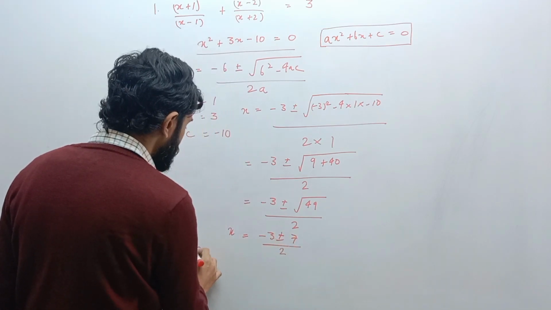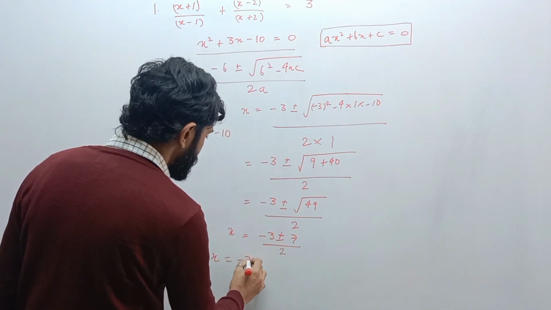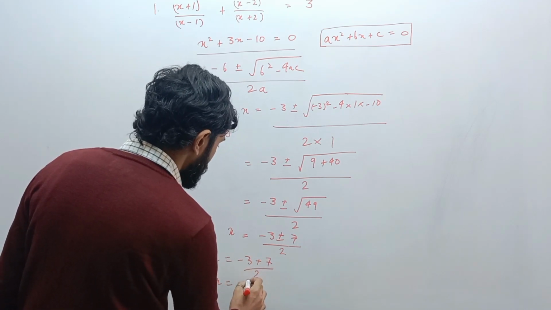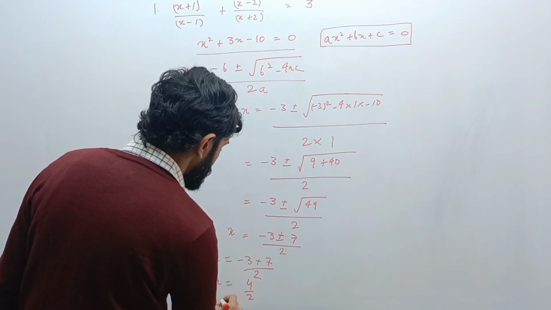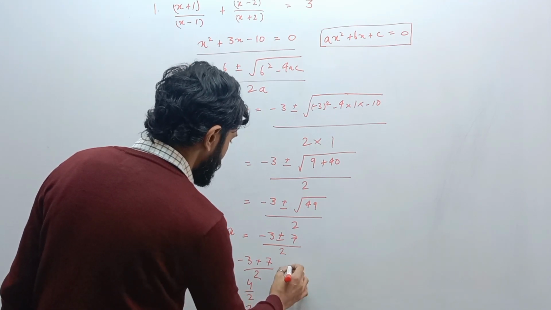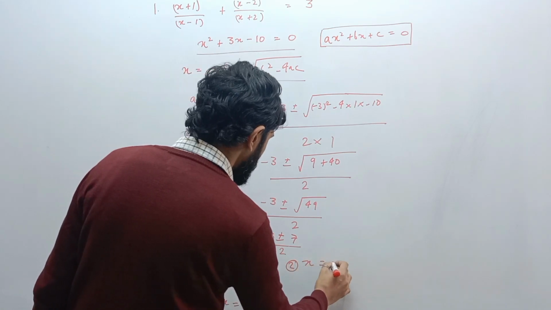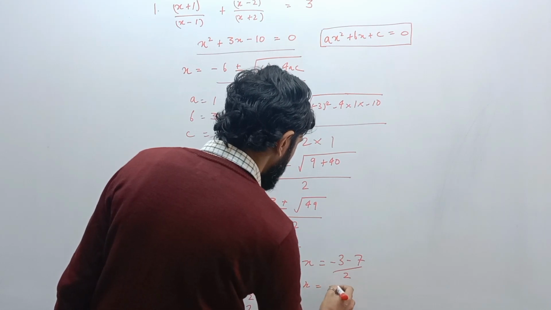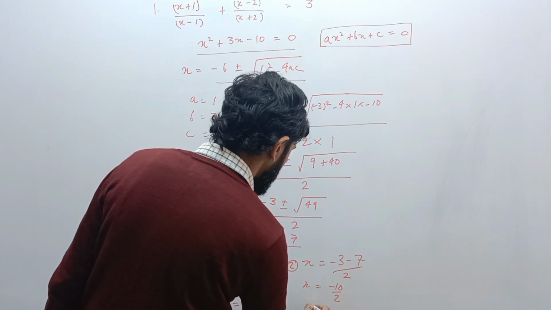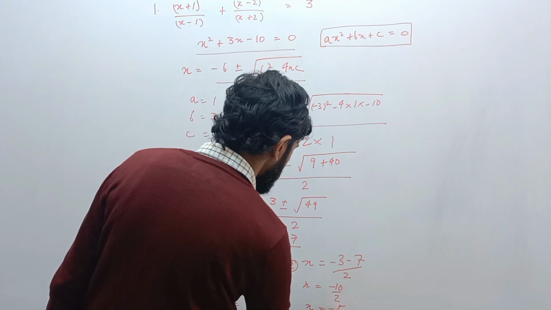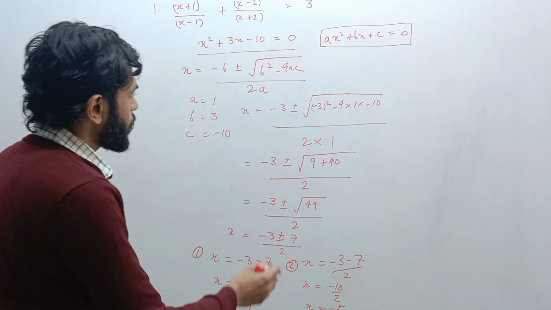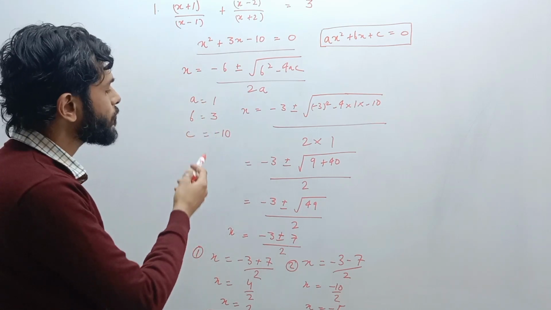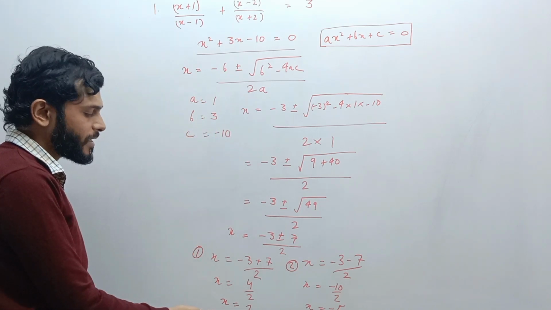So in the first case, when x is equal to minus 3 plus 7 upon 2, your answer would be 4 upon 2. So hence x would be 2. And in the second case, when x would be minus 3 minus 7 upon 2, your x would be minus 10 upon 2, and x is equal to minus 5. So you can see that by using the splitting the middle term method, or Sridharacharya method, or quadratic formula, the answer achieved at the end is the same.